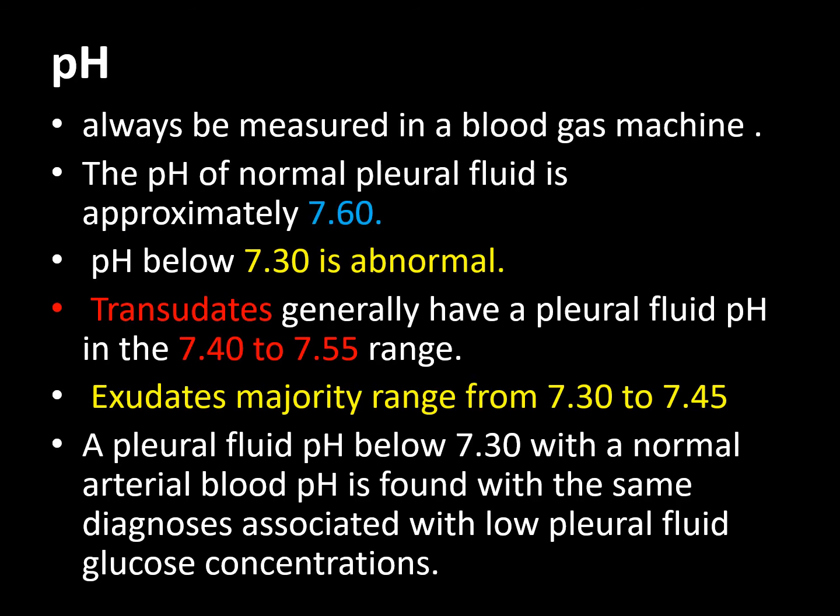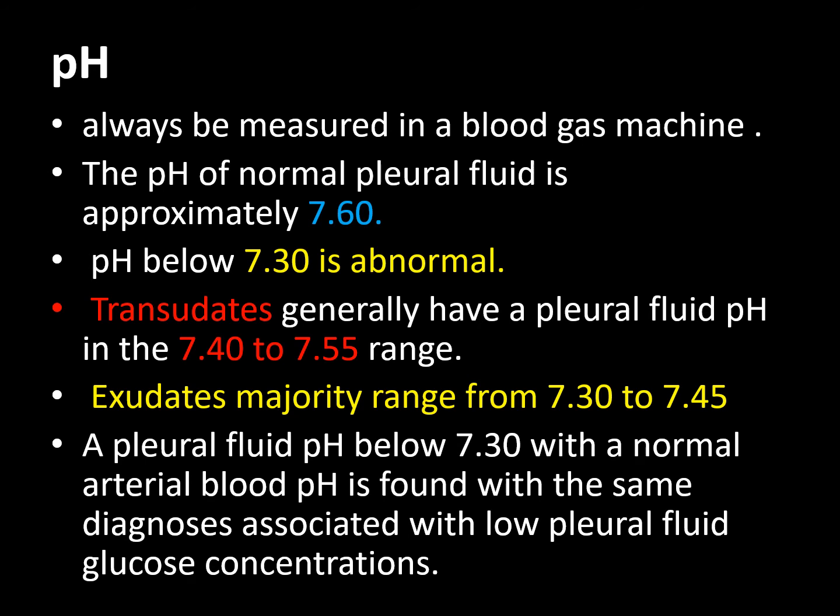pH should always be measured in a blood gas machine. The pH of normal pleural fluid is usually 7.6. A pH below 7.30 is abnormal. Transudative pleural effusions usually have a pleural fluid pH of 7.40 to 7.55. The majority of exudative pleural effusions range from 7.30 to 7.45.